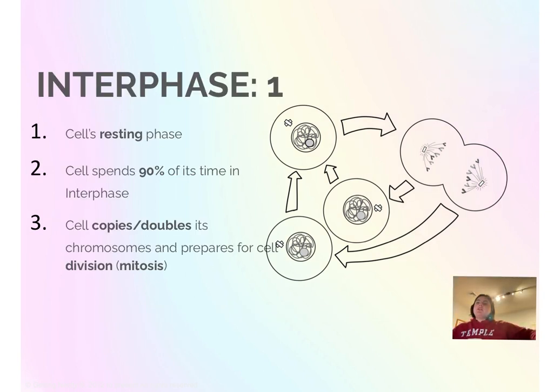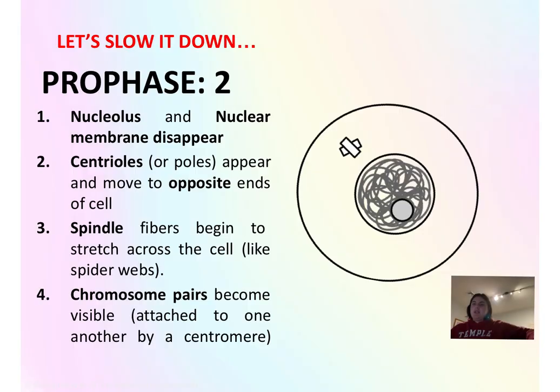We're going to talk a little bit about interphase real quick. I know we've already gone over it, but we're just going to go into it quickly. This is the cell's resting phase. The cell spends 90% of its time in interphase. The cell copies or doubles its chromosomes and prepares for cell division, also known as mitosis. So this is not a phase of mitosis. Prophase is the first phase of mitosis. This is the P in PMAT.